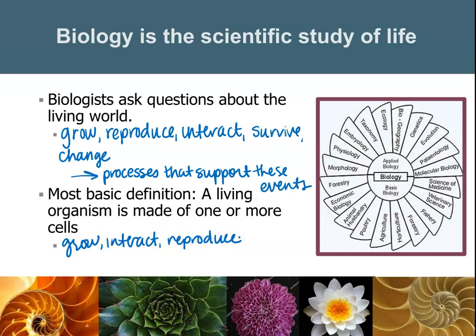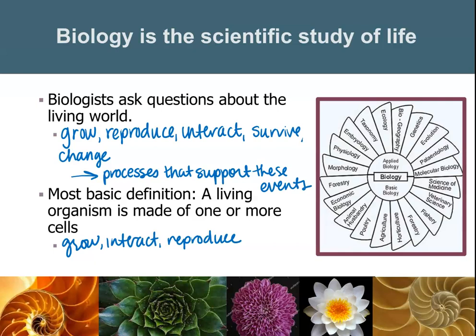Now, a living organism can be one cell big. Most of the organisms that you know about are multicellular, which means they're made up of a whole bunch of cells. But you may also be familiar with some different types of bacteria. Those are organisms that are made up of solely one cell.